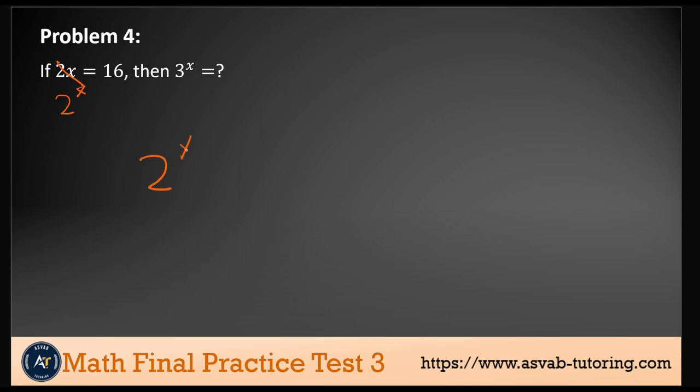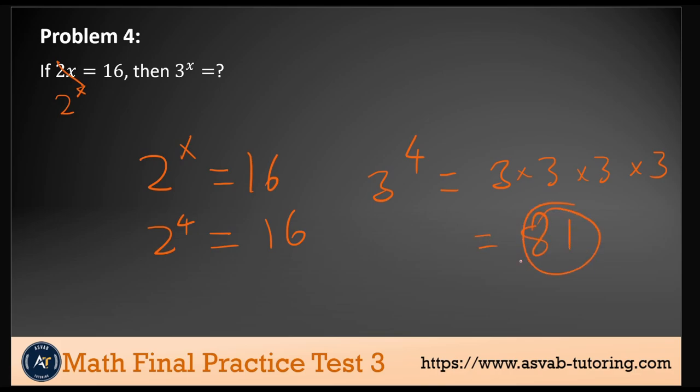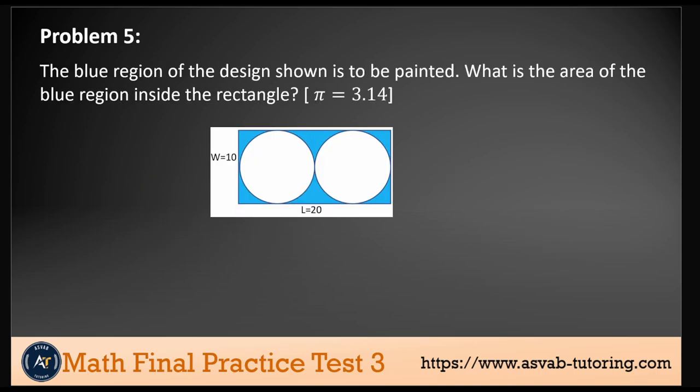First, we get 2 to the power of x equals 16. Well, 2 to the power of what equals 16? Well, 2 to the power of 4 equals 16, because if we do 2 times 2 times 2 times 2, we figure out that we have to do it 4 times to get 16. If x is 4, then 3 to the power of 4 equals, 3 multiplied by 3 multiplied by 3 multiplied by 3, which gives us 81. Okay, wonderful. Let's move on to the next problem.